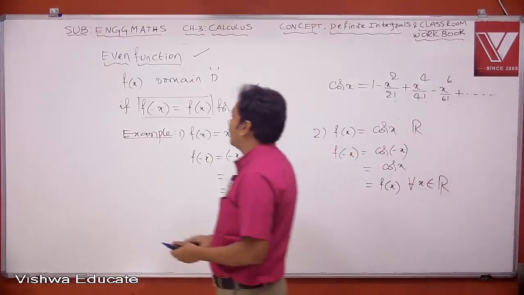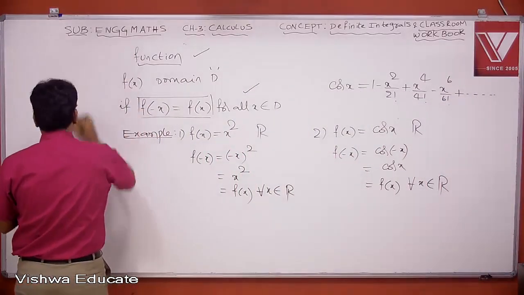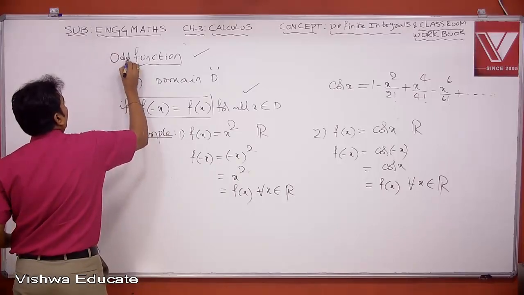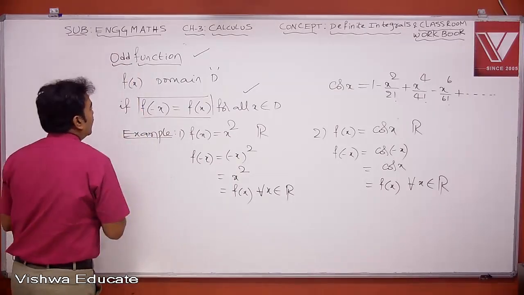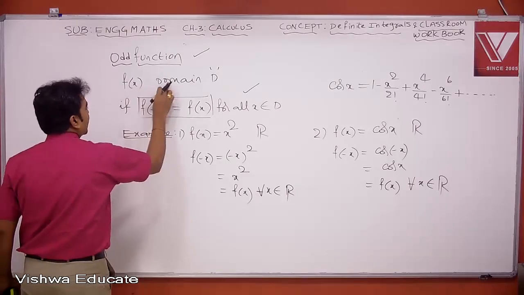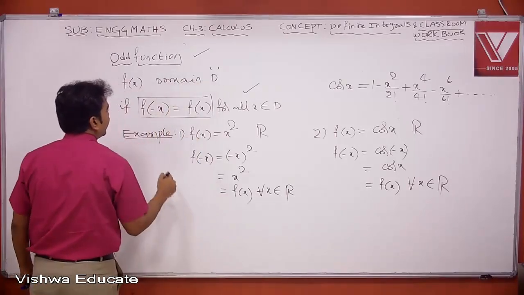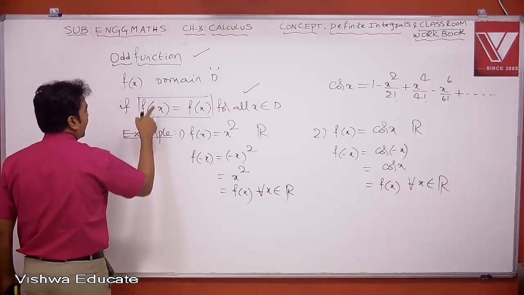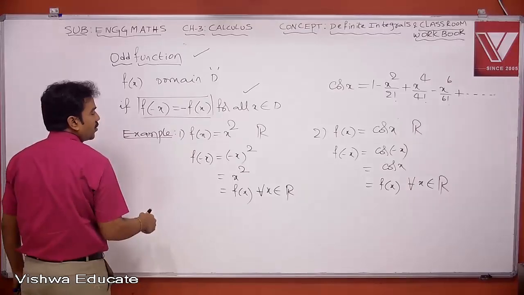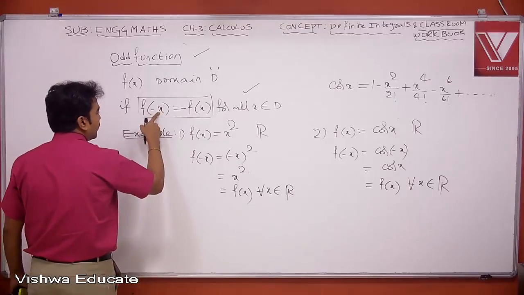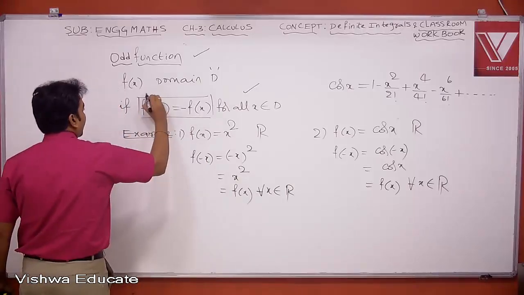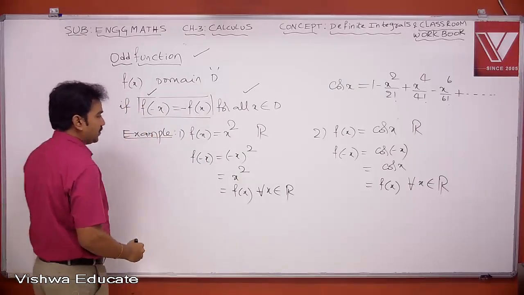Next we move to odd function. It is similar to even function. We have some small changes. We have a function f of x defined over domain D. We say that this is an odd function if f of minus x is minus f of x for all x belong to D. Replace x by minus x, you must get minus f of x for all x belong to D. So in that case, f of x is said to be an odd function.